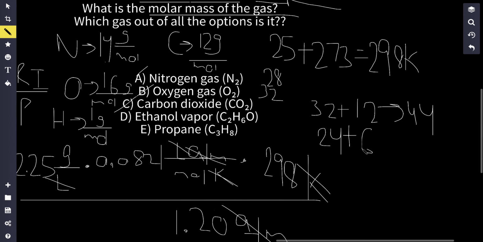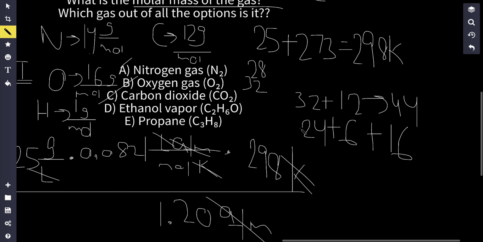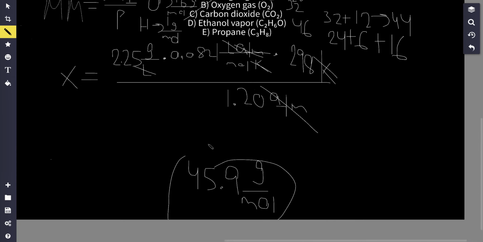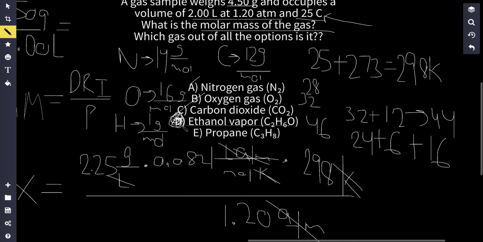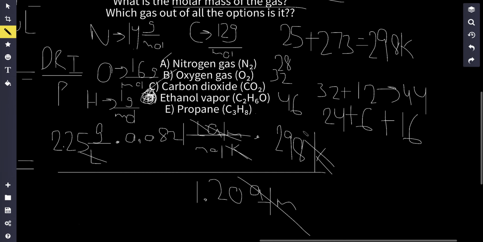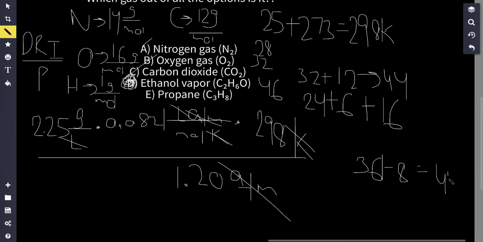Then we have 6 hydrogens and 1 oxygen. So this is going to be 30. 30 plus 16 is 46. 46 is awfully close to this, so it's going to be D. You'll find that if you do propane, it's not going to be close. This is going to be 36 plus 8, which is equal to 44 grams per mole.